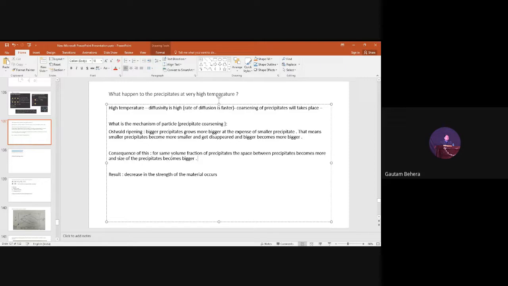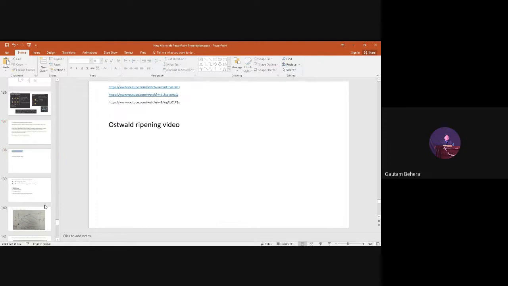Already written over here. Consequence of this: for the same volume fraction of precipitate, the space between the precipitates becomes more, and the size of the precipitate becomes bigger. So here the strength of the material decreases, right? Now what is the solution to this? Instead of using precipitation strengthening materials, we can have a different kind of strengthening. Or we can do two kinds of strengthening in that material when our service temperature is very high, like 1000, 1100, 1200 degrees. So the solution is this one.